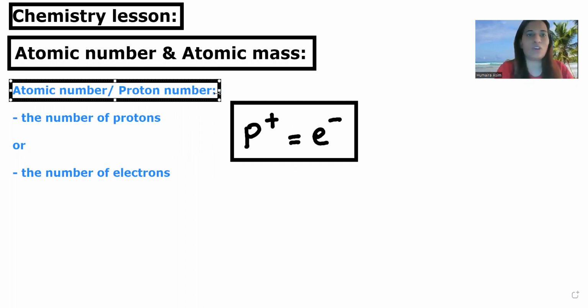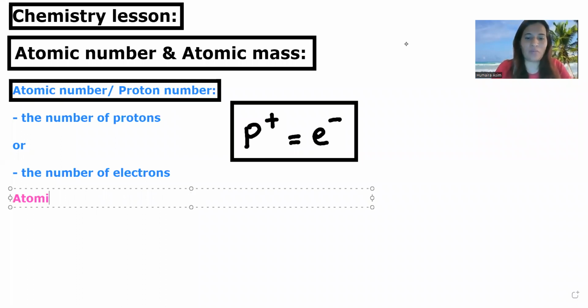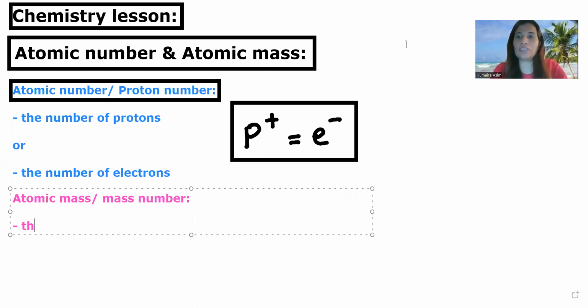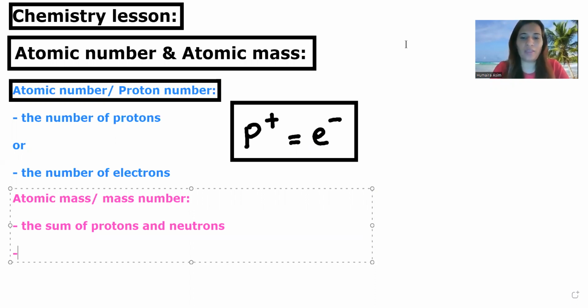Now let's talk about atomic mass. What is atomic mass? Atomic mass, or this is also called mass number. Atomic mass or mass number is the sum, right? It is the sum of what? Sum of protons and neutrons. And a very important thing to mention is, in the nucleus of an atom. In the nucleus of an atom.